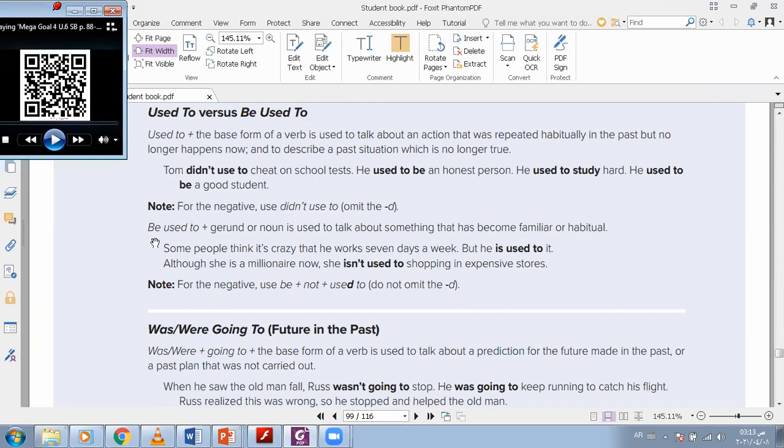طيب نيجي ل be used to. be يعني يقصد بها الام is are. be used to plus gerund or noun بيجي بعدها يا اما الفيرب ing يا اما الاسم. is used to talk about something that has become familiar or habitual. As you see here, these examples. And here he says that the negative of be used to is be plus not used to and the verb ing or the noun.